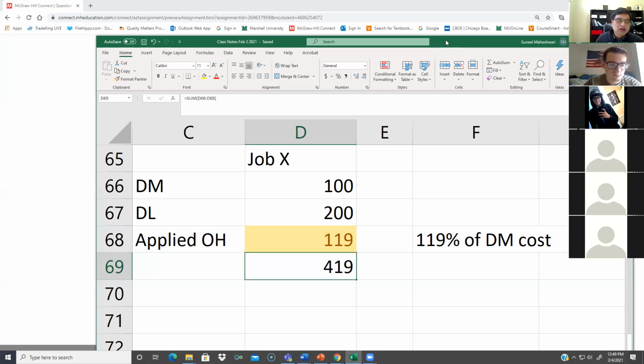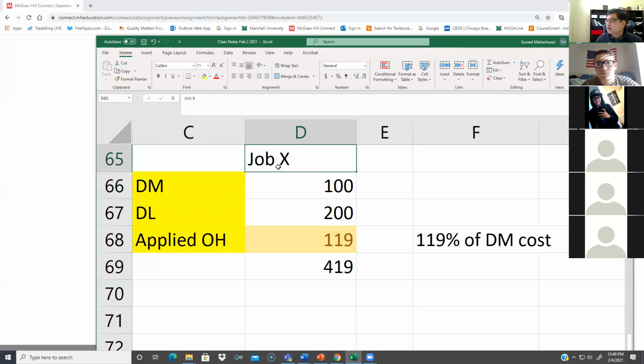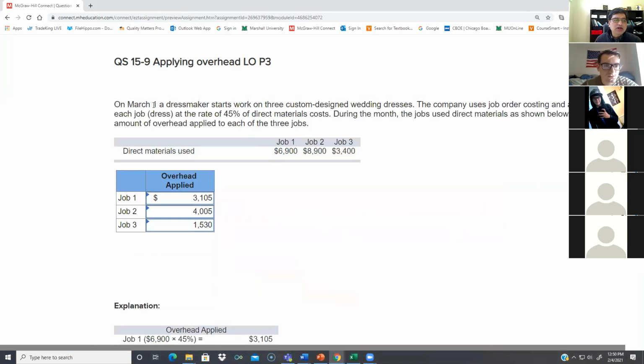Okay. So in job order costing, there are just 3 items: direct material, direct labor, and applied overhead. That gives you the cost of the job. That's it. So remember, direct material, direct labor, and applied overhead. These 2 numbers will be directly given to you. You just have to find out this number. So here is on March 1.